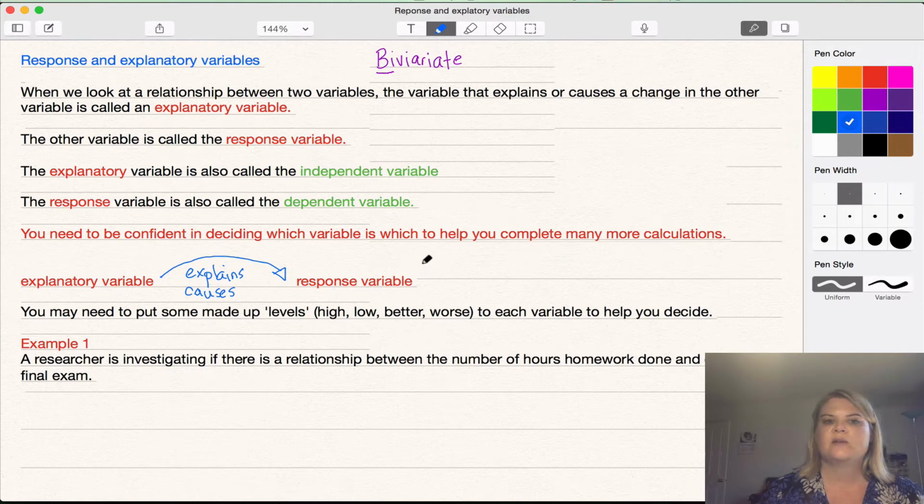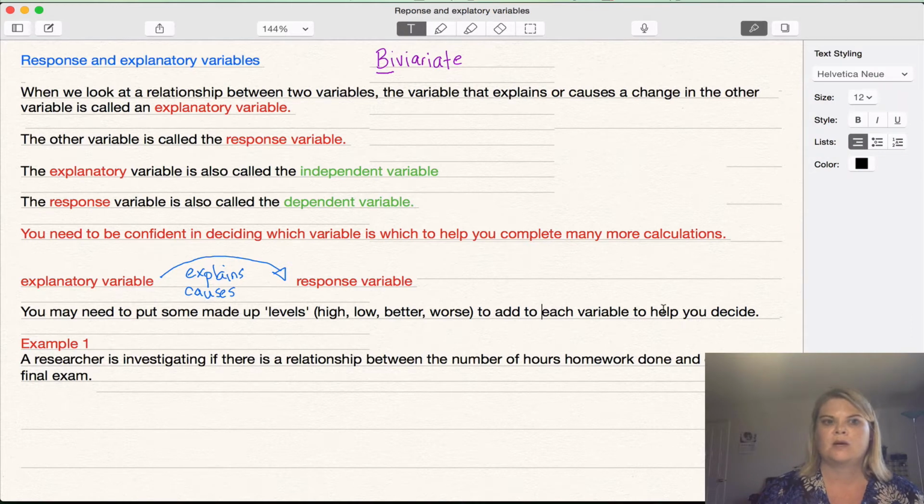When you're trying to decide which variable is which, you might need to make up some levels, which I'll explain in the example I'm about to do. You could use high, low, better, worse, any kind of level that suits the variable you're talking about, to add to each variable to help you decide which is which. So our first example here: a researcher is investigating if there is a relationship between the number of hours of homework done and the grade on the final exam.